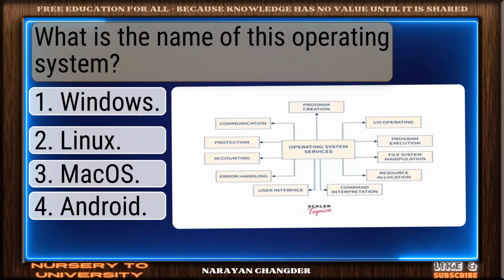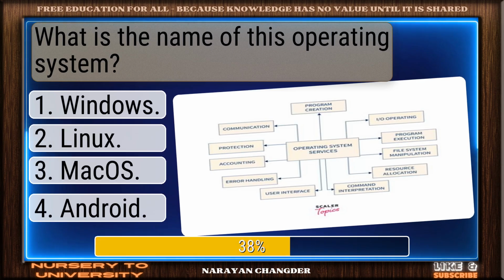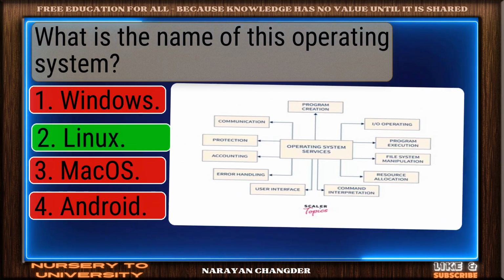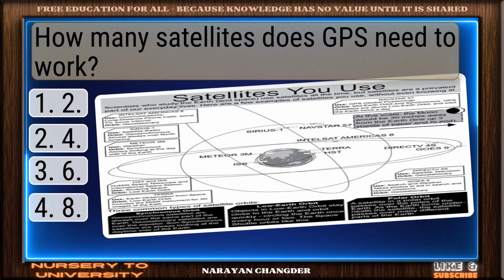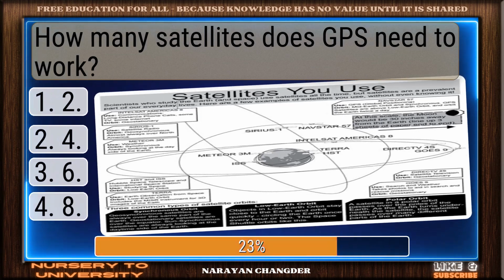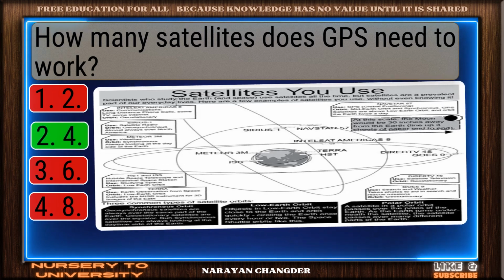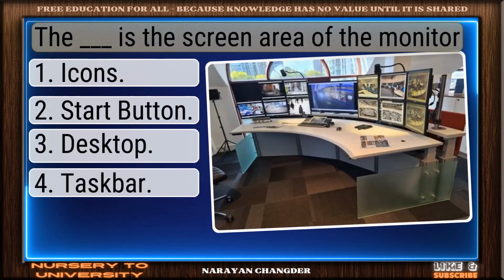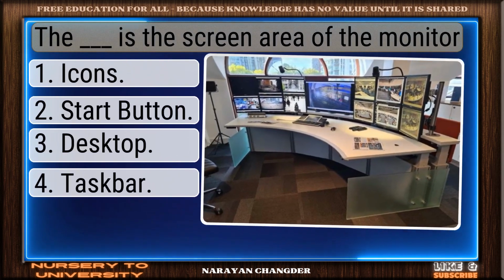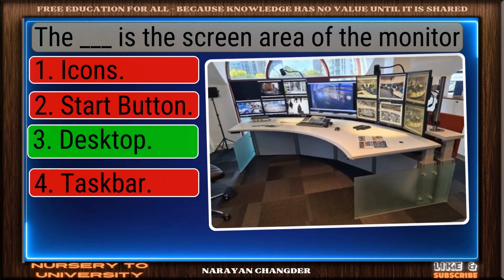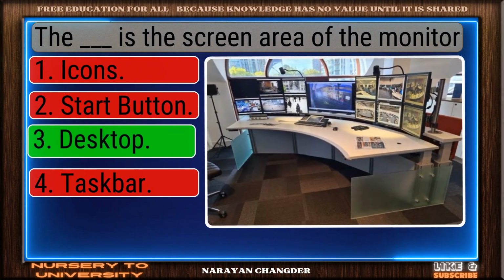What is the name of this operating system? You're right. Linux is the correct answer. How many satellites does GPS need to work? Nice selection. 4 is the correct and valid answer. The dash is the screen area of the monitor. Valid point. Desktop is true.